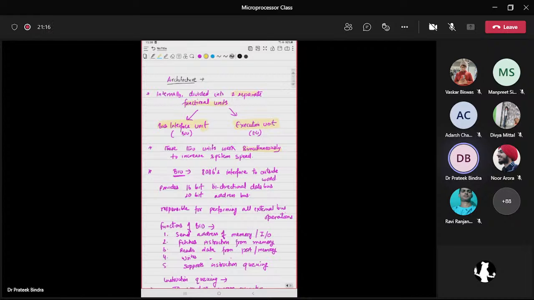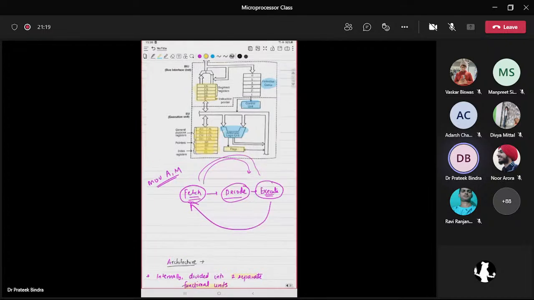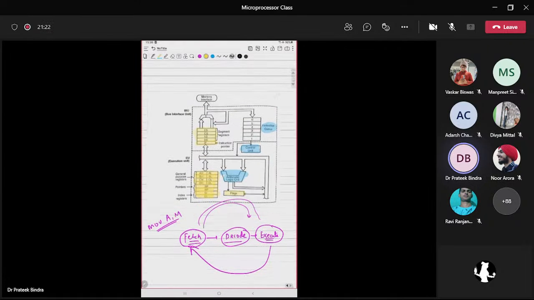And what is the role of your BIU? You can see here what it contains. This particular part is my BIU. What you are seeing in it are segment registers and the instruction pointer. So if someone asks what the content of your BIU is, it contains the segment registers and instruction pointer, an instruction queue, and some buses. What kind of buses? The address bus, data bus, and control bus, which we'll see.